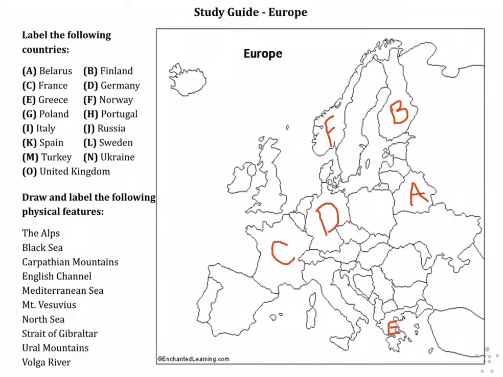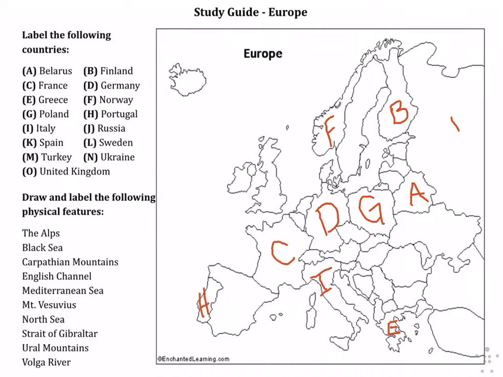Next one, Poland. Poland is located right beside Germany and in between Germany and Belarus. Poland is G, so we're going to put a G there. Next one, we're going to go ahead and do H for Portugal. Portugal is to the west of Spain. So H is right here. That looks ugly. Let me redo that H. H right here. After Portugal, we're going to have to identify Italy. Remember, Italy looks like a boot. So I'm going to put an I for Italy.